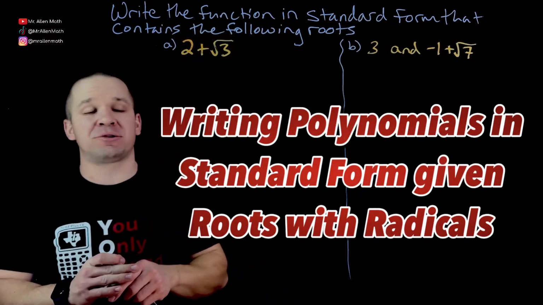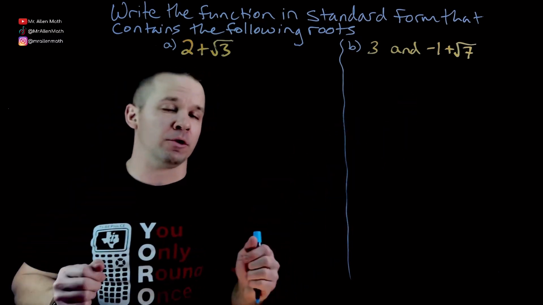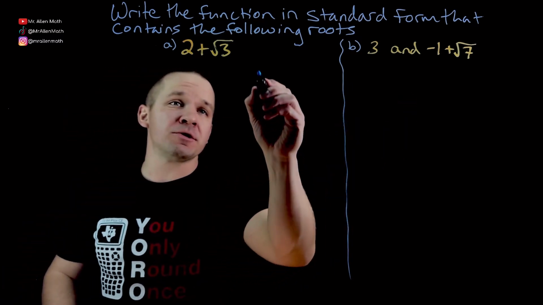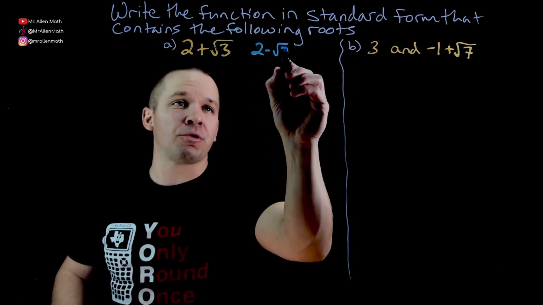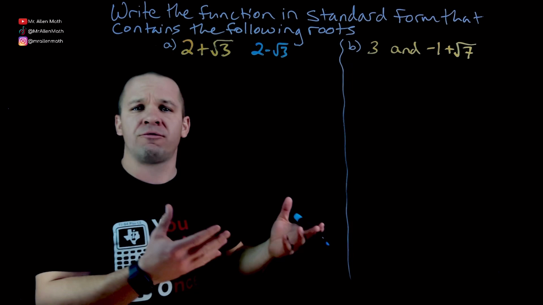Mr. Allen here, about to write some functions in standard form that contain the following roots. Now, this first one here, I have 2 plus root 3, which means I'm also going to have 2 minus root 3, its conjugate.